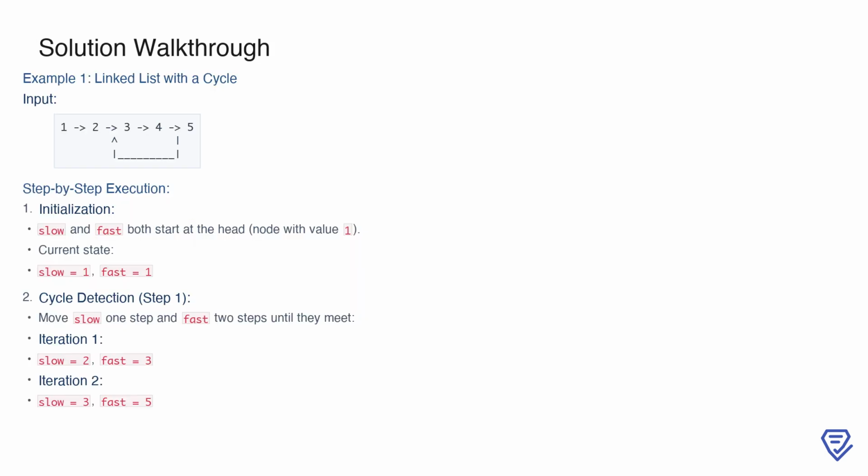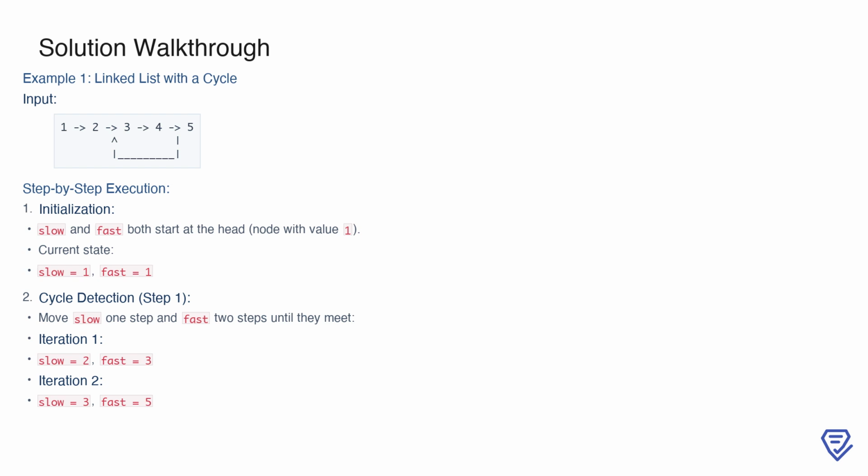To solve the problem of detecting the start of a cycle in a linked list, let's begin with an example where a cycle exists. Here, the linked list contains nodes with values 1 through 5, and the last node points back to node 3, forming a cycle. We initialize two pointers, slow and fast, both starting at the head of the list, which is the node with value 1. In the first step, we move slow one step forward and fast 2 steps forward in each iteration.